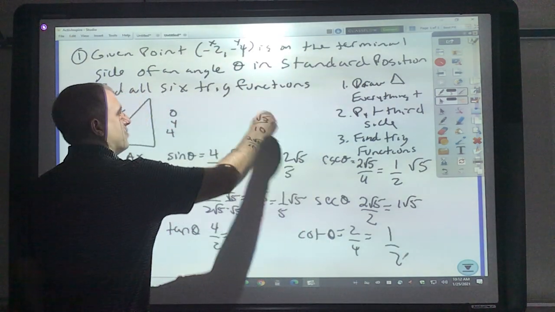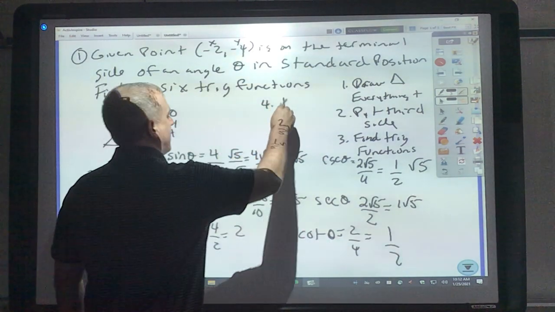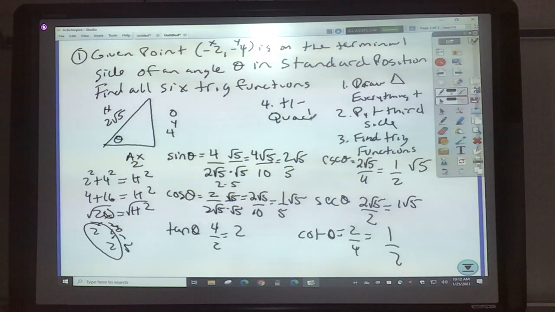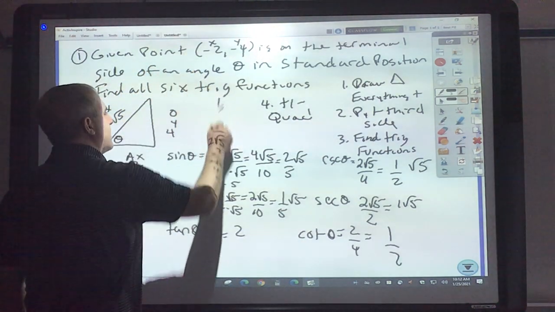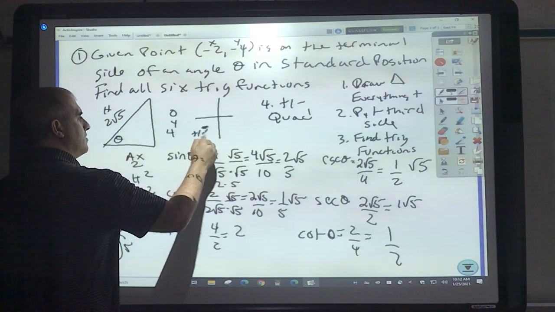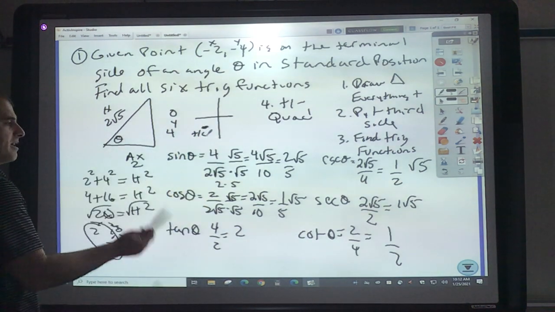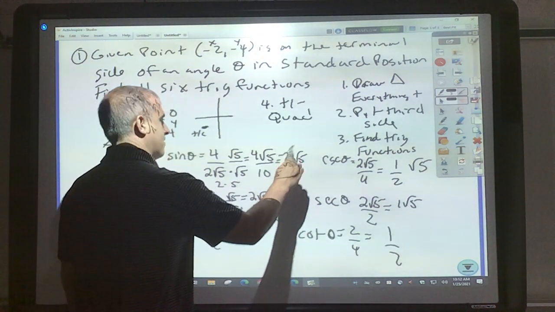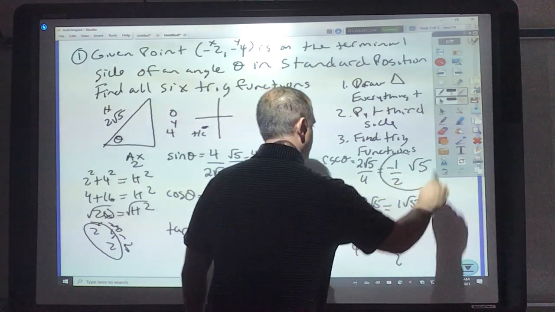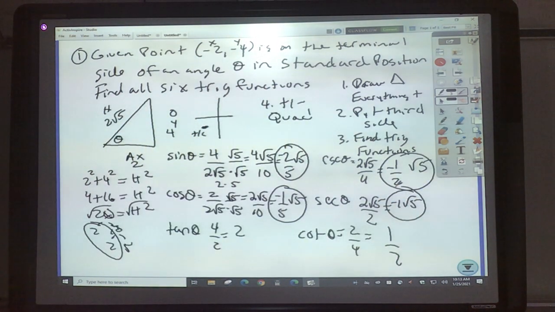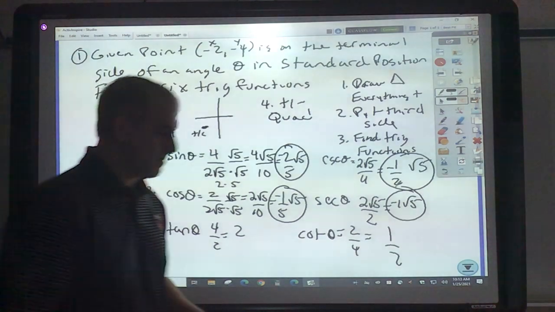Now the fourth step is to find the positives and negatives based on the quadrant. So, Mr. Evans, I have no idea what quadrant that is. Well, where would (-2, -4) be? That would be there. So tan and cotan are the things that end up being positive. So these would stay positive, and now this would be negative, this would be negative, this would be negative, and this would be negative. All right, so that's how you would do that problem.